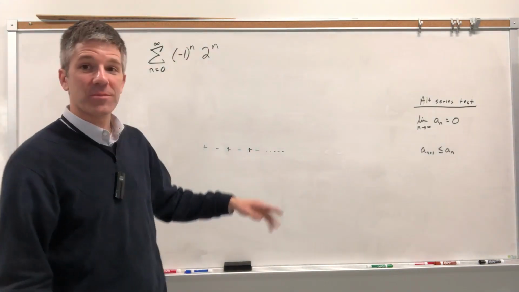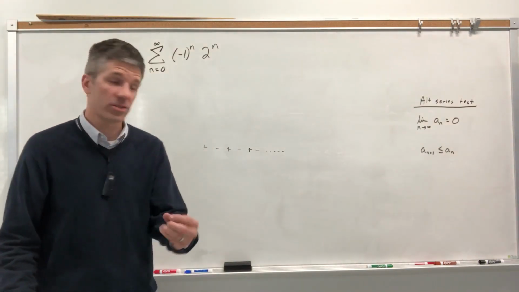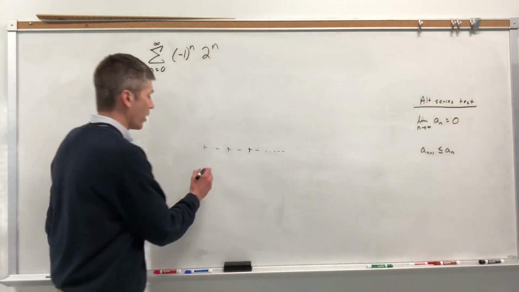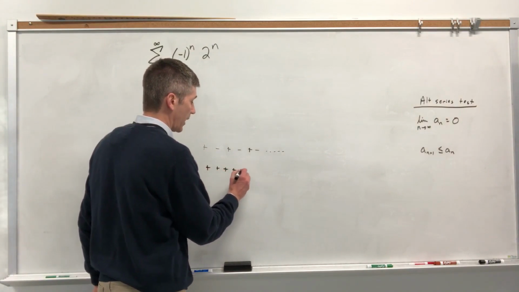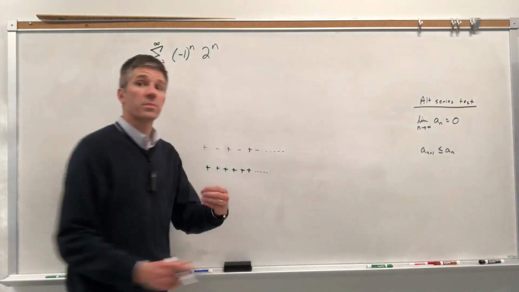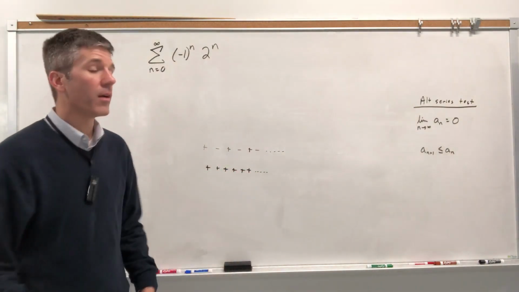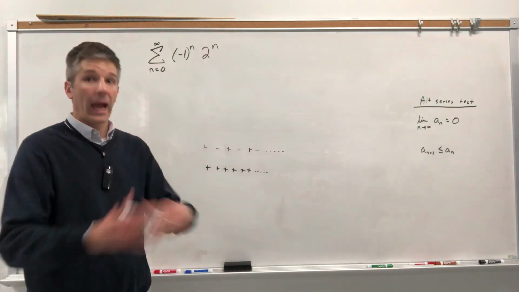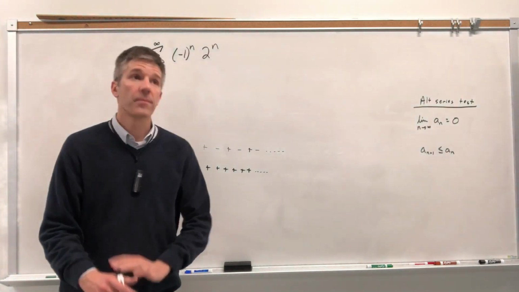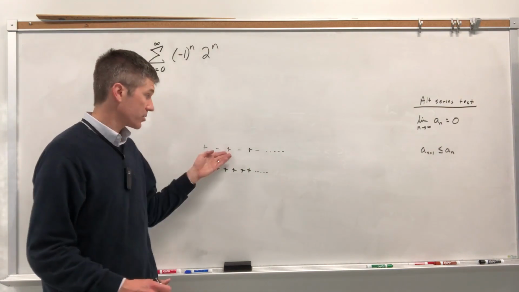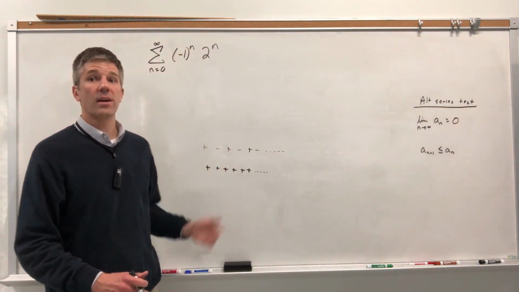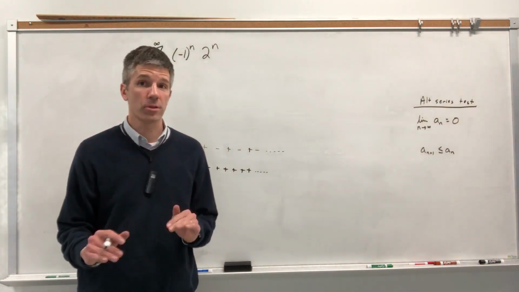If this adds up to be some specific number, it would converge with the alternating. But then if all the positives add up to be a specific number, and if they converge as well, then we say that we have absolute convergence. Meaning, whether this thing is alternating or just straight up positive, it's going to converge. That would be absolute convergence.